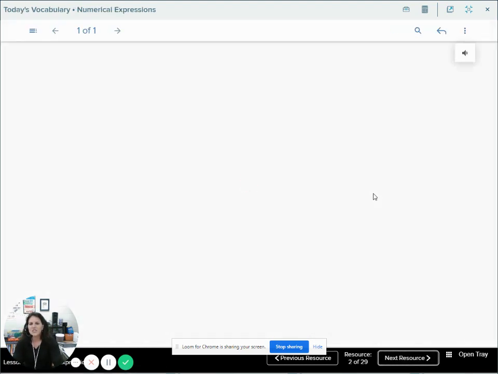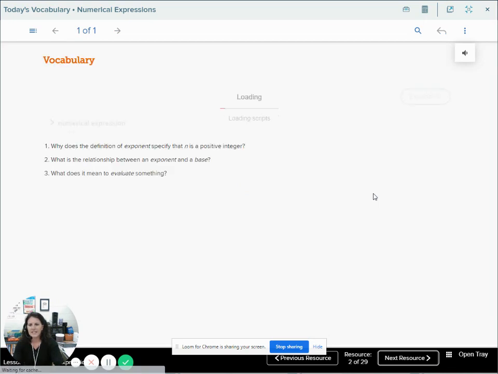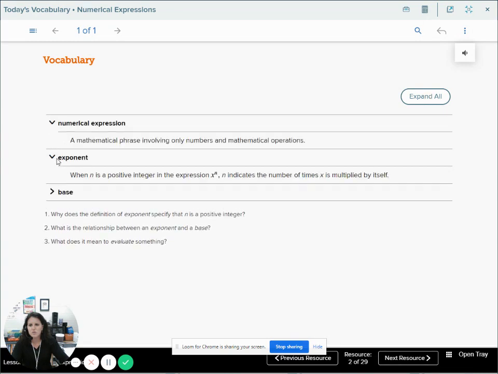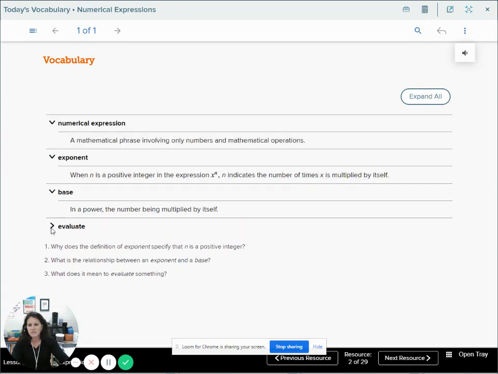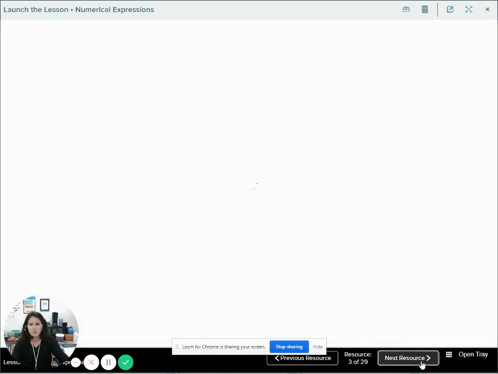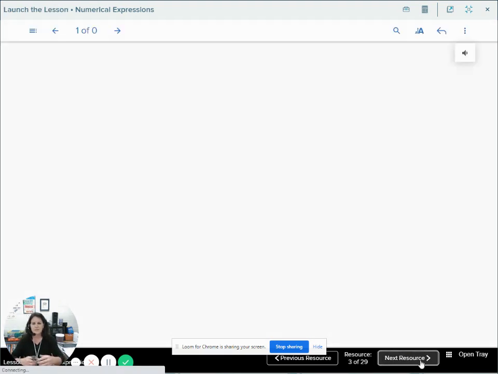All right, so let's look at the vocabulary in this lesson. Today's vocabulary is numerical expression, exponent, base, and evaluate. We'll get more involved in these in the lesson, but if you just want to quickly jot these down, you can pause the video and do that, or you can, as you're working through your workbook, just highlight these definitions. But we're going to talk about each one of these, so rather than me read them, I'm just going to jump into the lesson and explain them as we go.